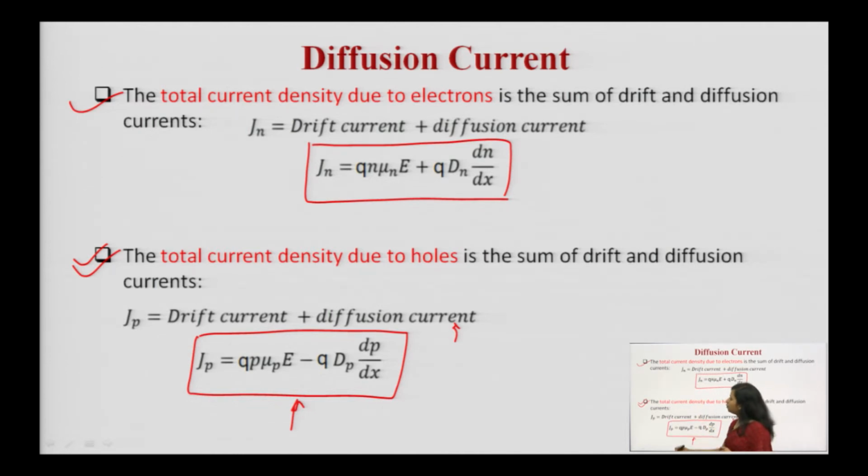So, you must note down both of these equations. These equations are very important. You may get a number of questions: calculate the total current density because of electrons, and the total current density because of the holes.